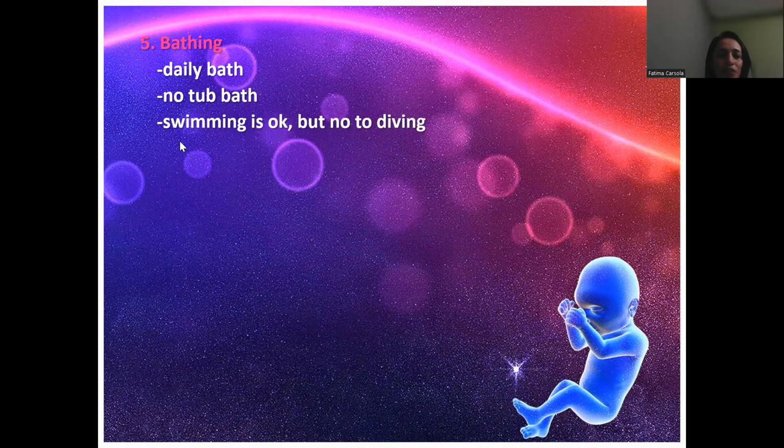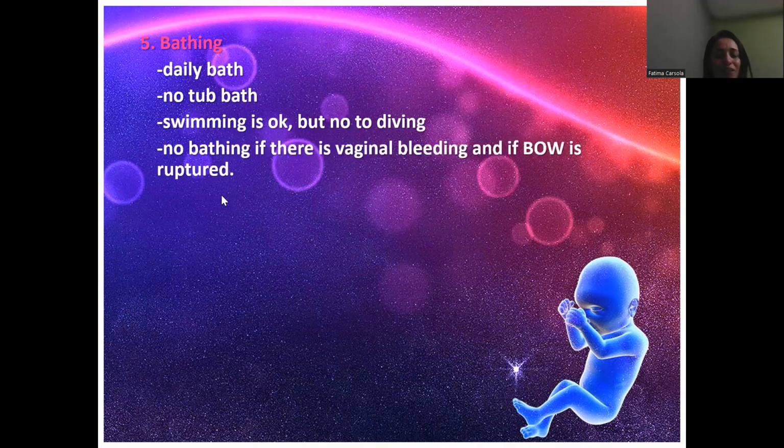Okay, so we have here swimming is okay, but not diving. The baby might just come out in your mouth. You should not be bathing if there's vaginal bleeding, or if the bowel is ruptured, for us to avoid infections.